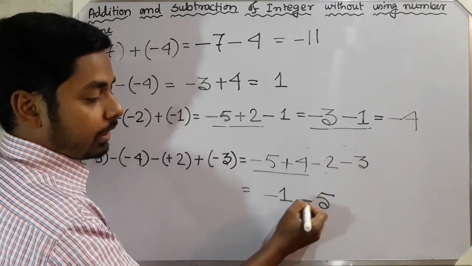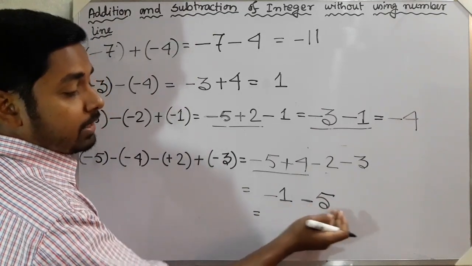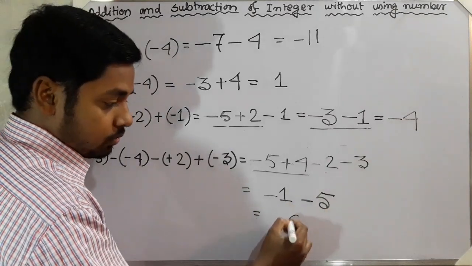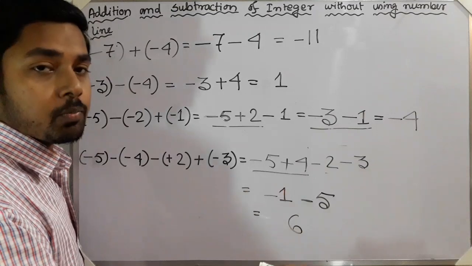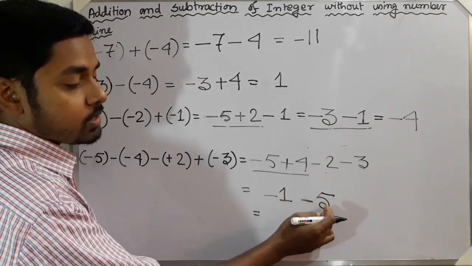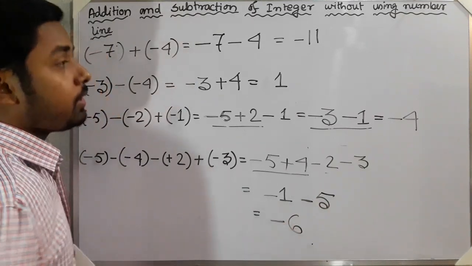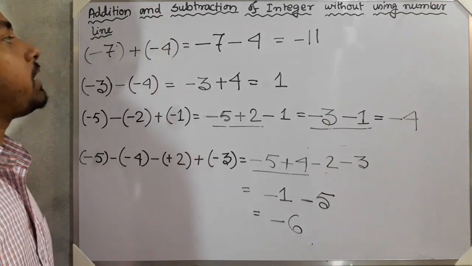Now minus 1 and minus 5. Minus into minus equals plus, so 5 plus 1 is equal to 6. Minus into minus equals plus, that means we have to do plus, so 5 plus 1 equals 6. Now between these two numbers, 5 is the greatest one, and before 5 it is having a minus sign, so before 6 it will be a minus sign. So these are the addition and subtraction of integers without using a number line.